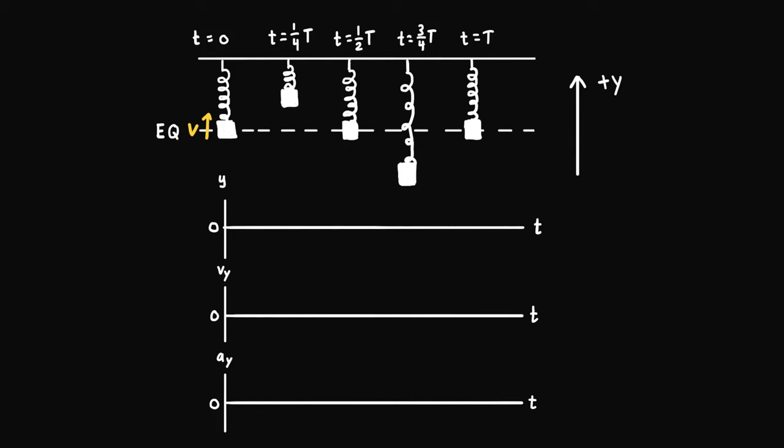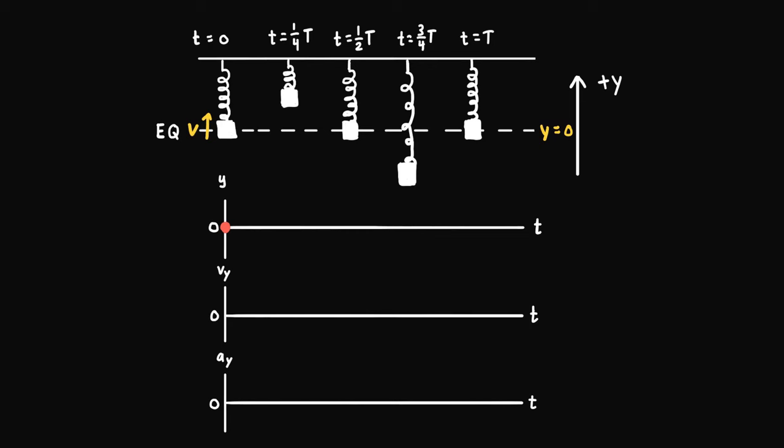For starters, we're going to look at the position versus time graph, where if we define the equilibrium position to be the place where y equals 0, then positions above the equilibrium position are positive and positions below that are negative. And so at t equals 0, the object is moving up, but it is at equilibrium, and so its position graph should start off at y equals 0. And since the object is going to be moving in the positive direction, I know that my graph needs to be moving in the positive direction as well.